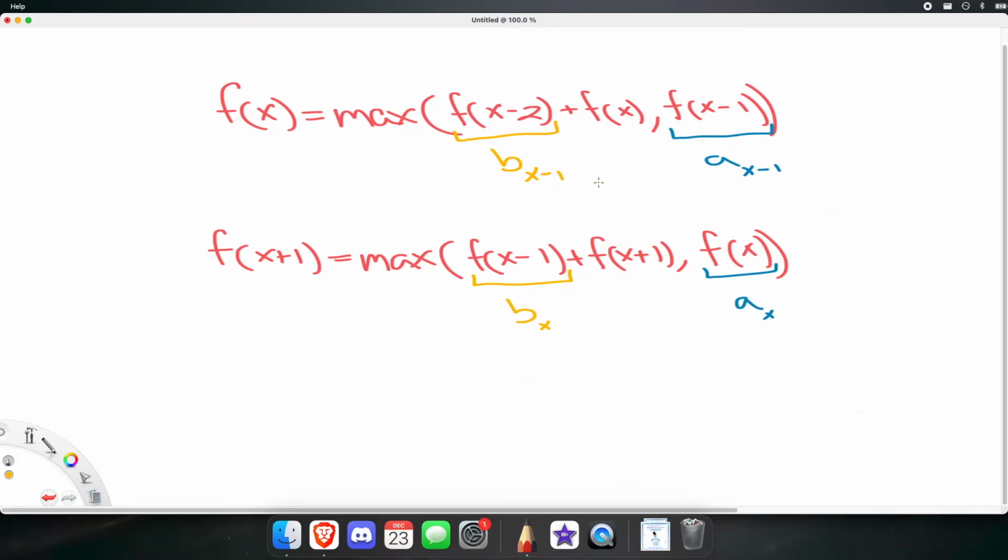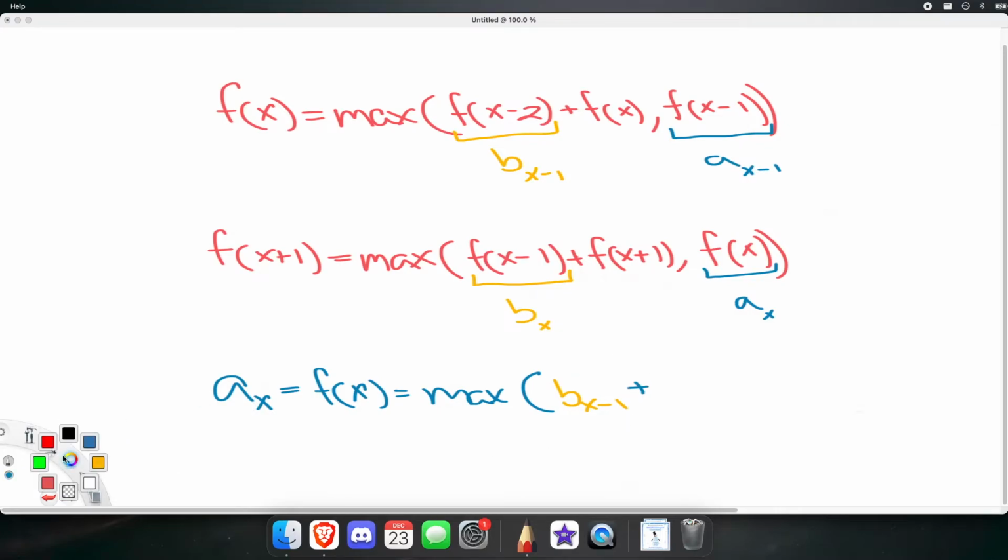Perfect. So now we can connect a couple of dots. Let's say if we want to solve what this a of x pointer really is, we can look at it in one way. We can say that a of x is equal to f of x, which in this case it is. And like how we have right here, f of x is just going to be equal to the max of b of x minus 1, so the previous b, plus the current value we're currently looking at, or the previous a, so a of x minus 1.